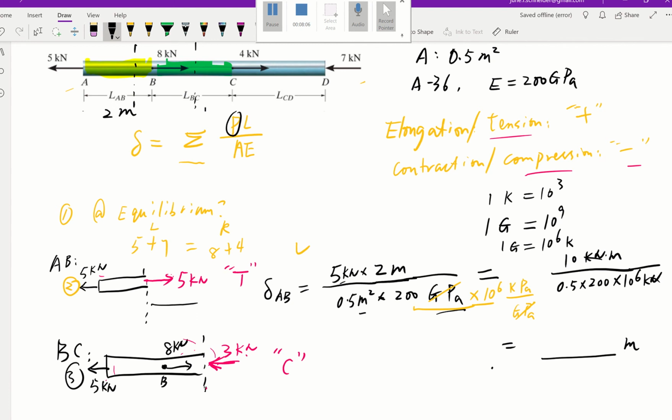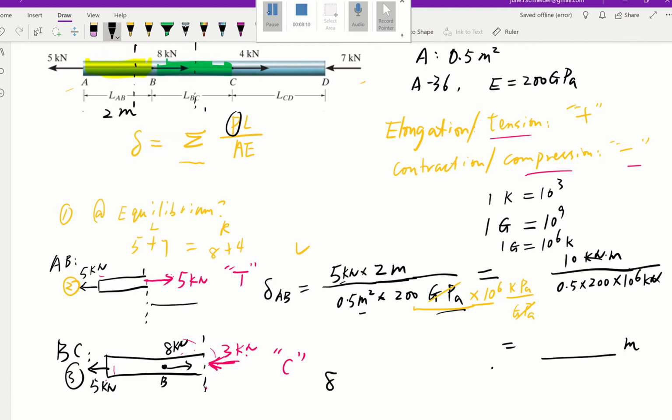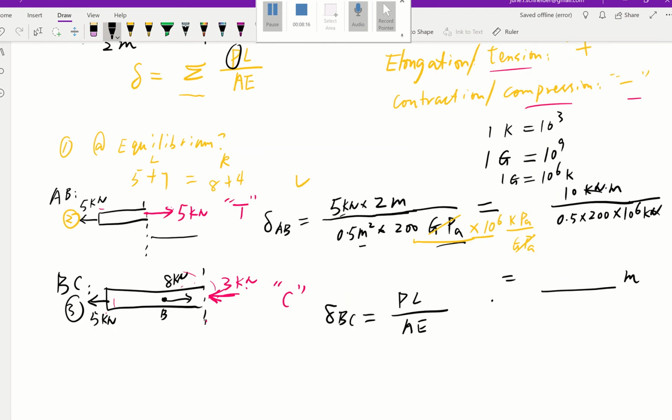I don't know what just happened, but let's see. So the delta BC is going to be using PL over AE, our formula. And be aware, their P here is different. It's going to be -3 due to compression.